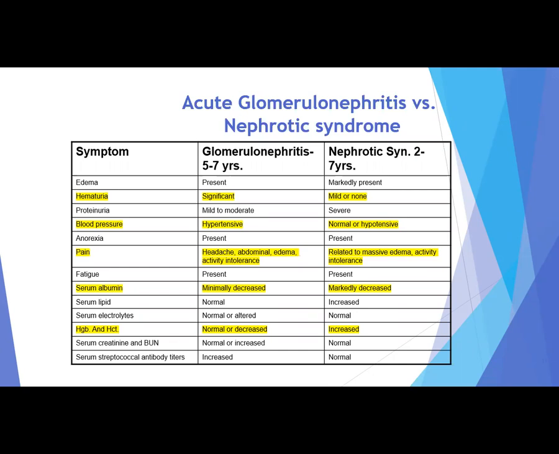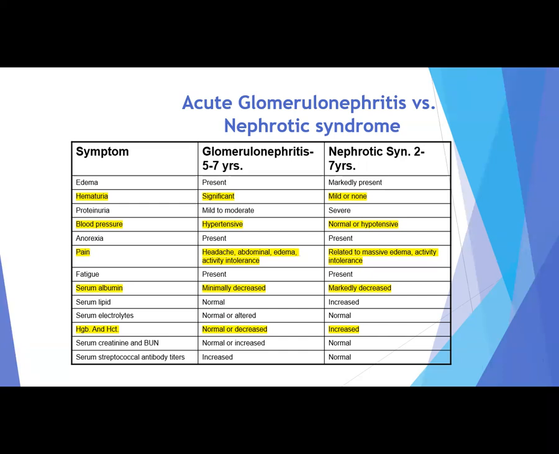Okay, blood pressure, especially high blood pressure, we associate more with AGN because it's related to the damage that's going on with our kidneys. The pain is a big factor as well. With nephrotic syndrome, it's related to the pain that we get from the skin stretching, the pressure that we get wherever our edema is happening.